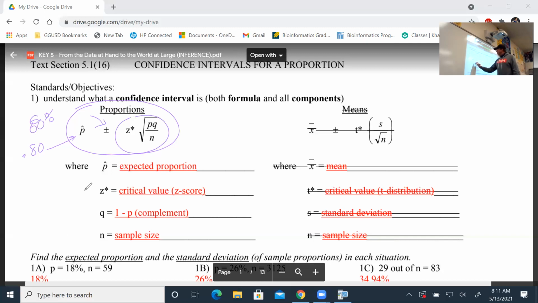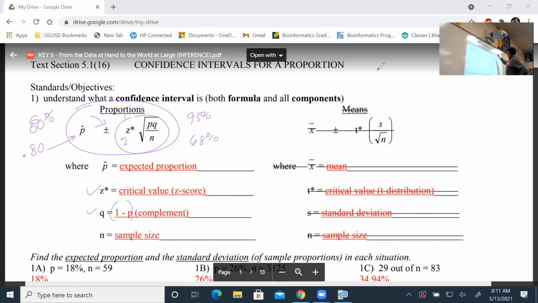This right here is how you develop the margin of error. Z star is called the critical value. It's basically a Z-score. So, for example, if you want to be 95% confident, 95% confident is approximately 2 standard deviations away from the mean. So you'd have a 2 there. If you want to be 68% confident, that's a weird number, from the empirical rule, that'd be about 1 standard deviation away from the mean. And then Q, of course, is the complement. Q is 1 minus P. It's the complement of P. And then N is the sample size. Okay. So this is pretty simple.